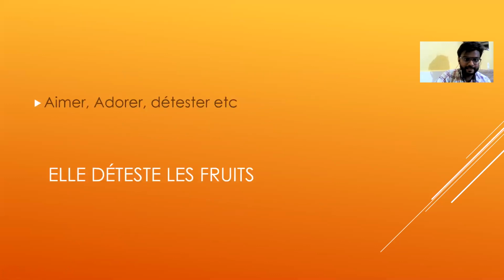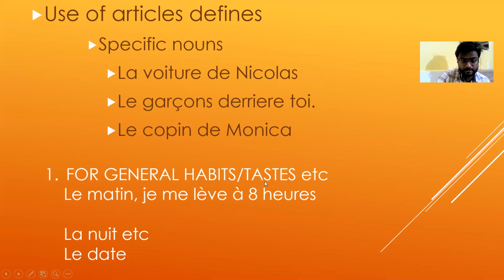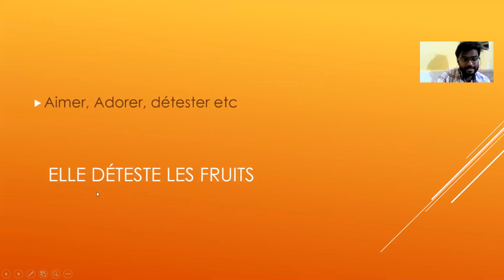Then there are verbs which follow le, la, les, meaning they take the article défini. These are the aimer verb, adorer verb, détester verb. Why? Because these verbs are related to habits and tastes. For example, elle déteste les fruits. It's about taste, it's about habit, that she doesn't like this thing. So it becomes elle déteste les fruits. Same thing. Can you make a phrase with aimer, Ankit?